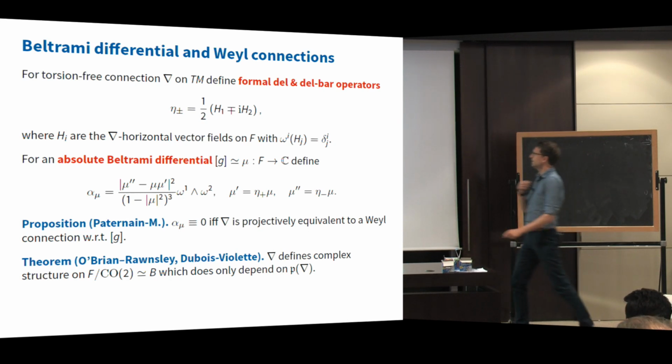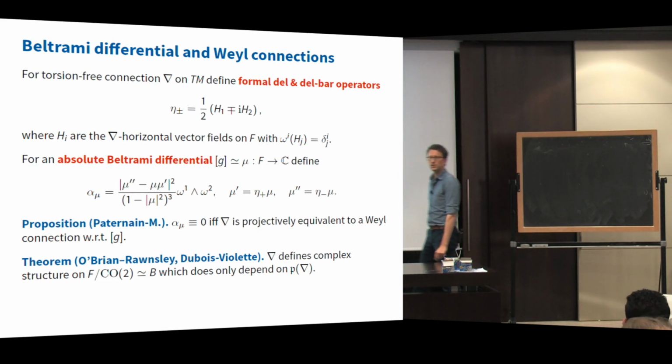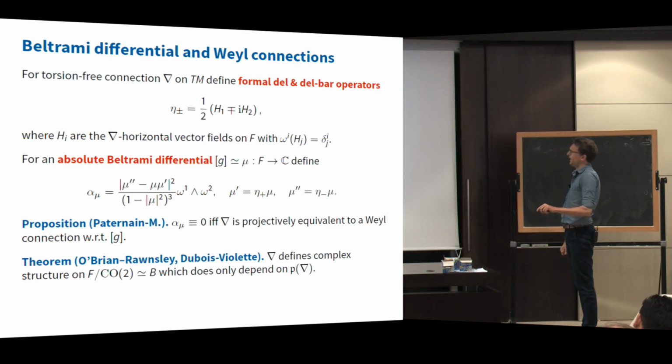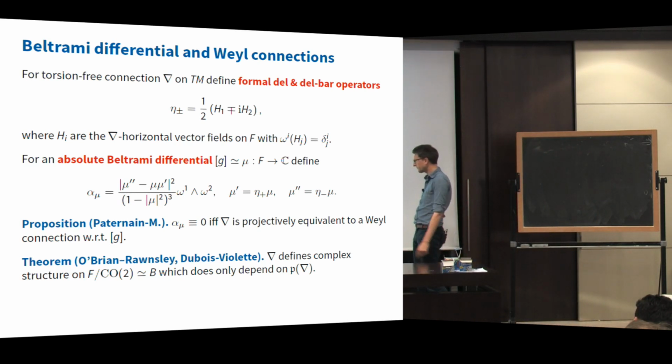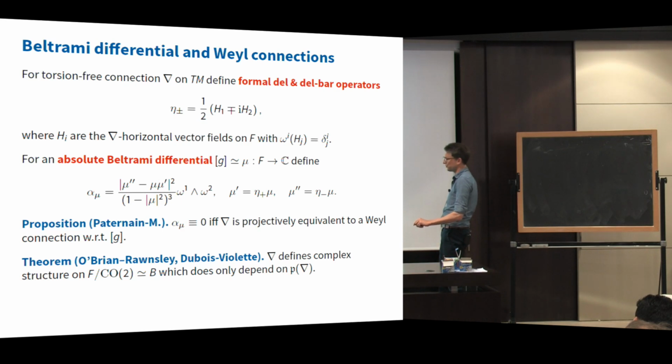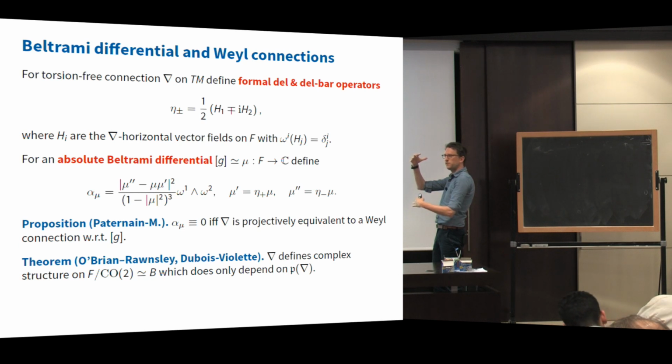Okay, not too bad. So this is a result that has its origins in twistor theory. If you have some connection, it turns out it defines a complex structure on the total space of this bundle B, which actually only depends on the projective equivalence class of the connection. So this bundle B is a complex surface. It's a complex surface fibering over our surface that is equipped with a projective structure, and its sections are precisely the conformal structures on the surface M.